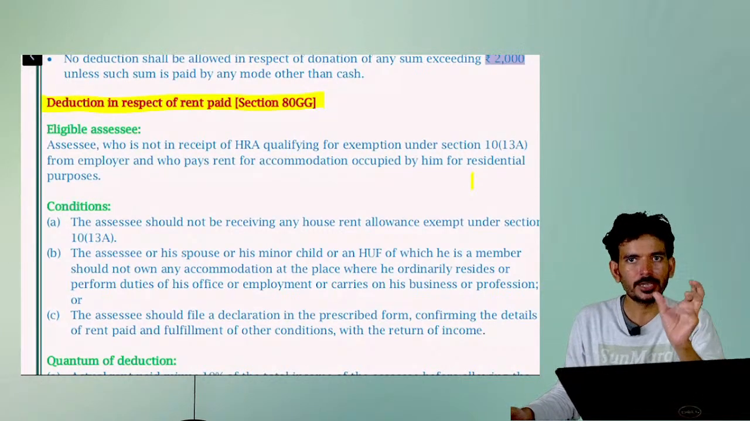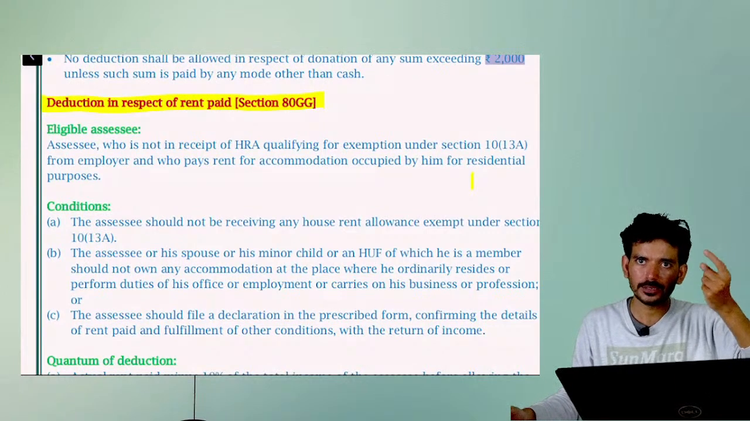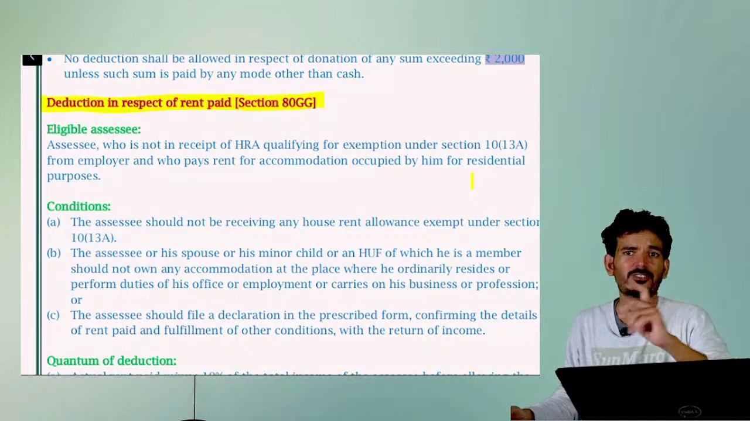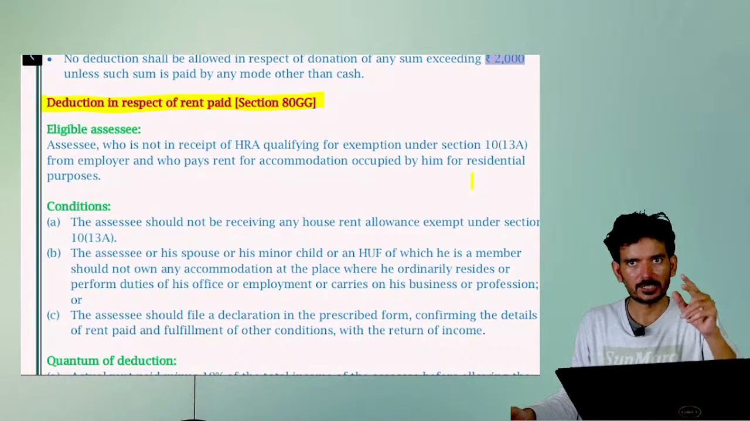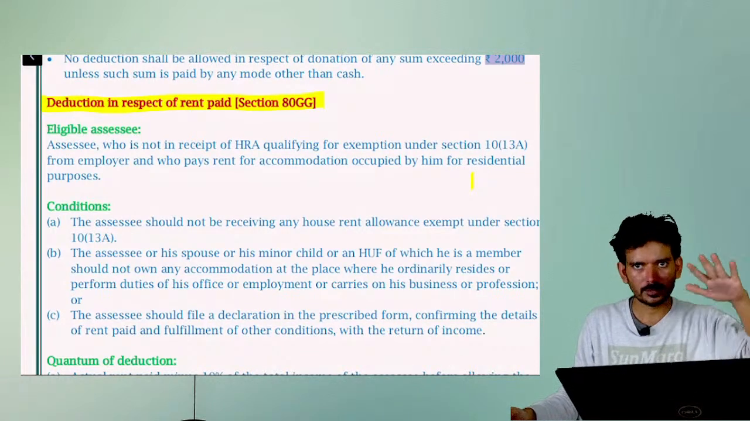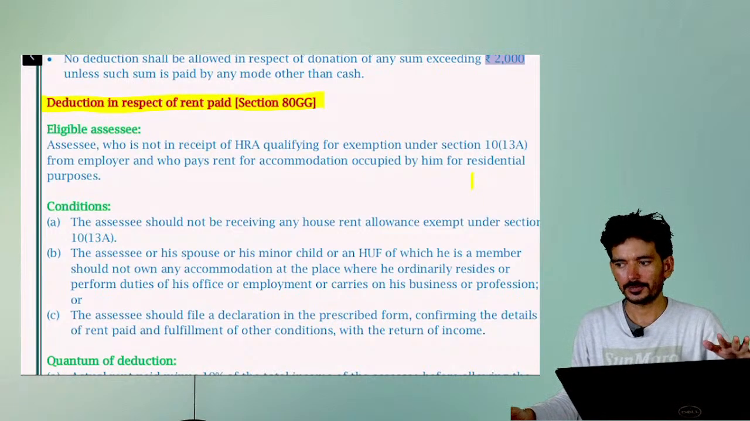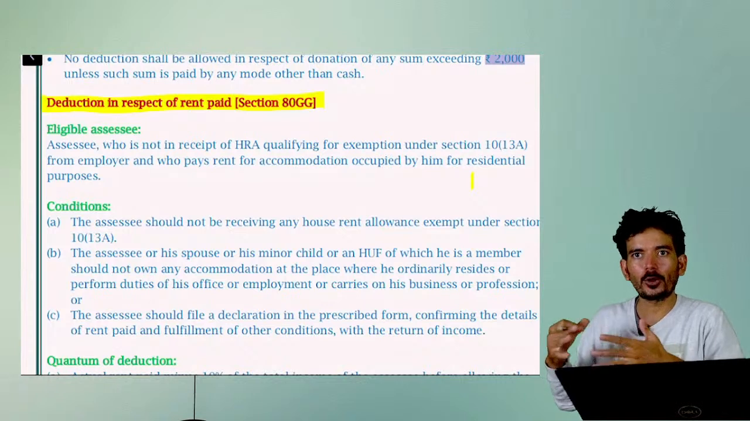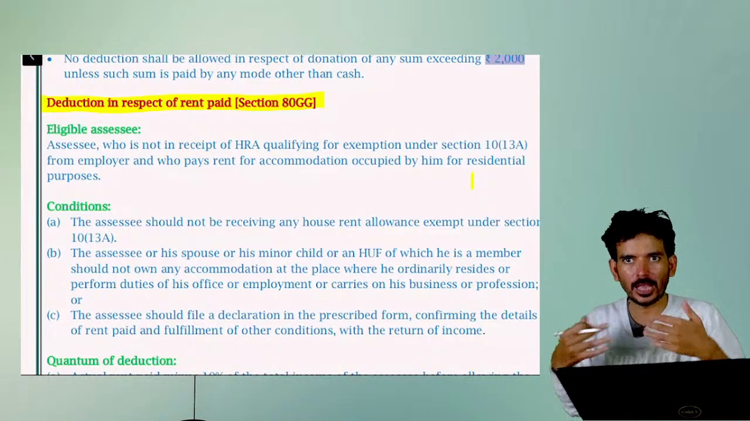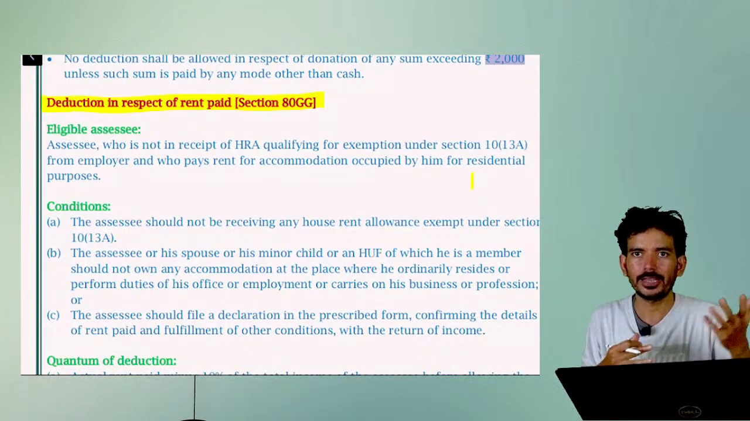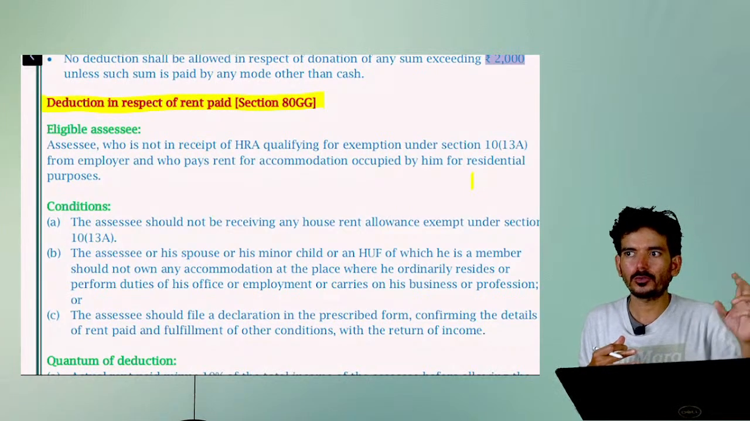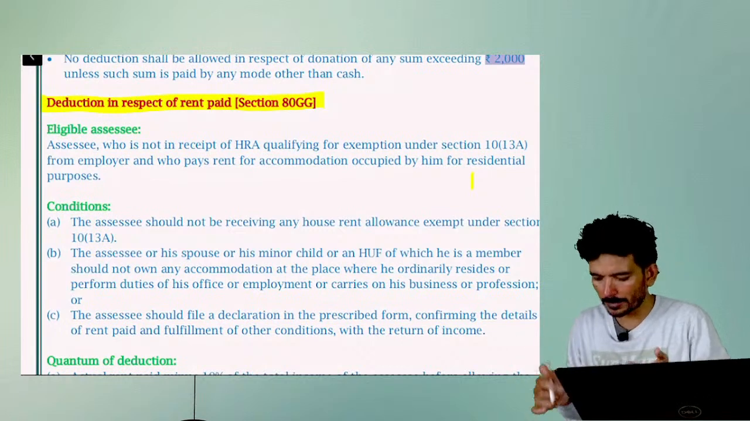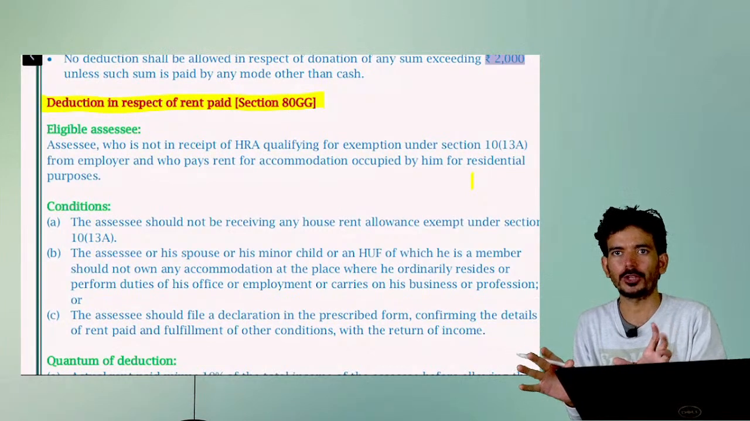But under 10(13A) you will claim the deduction or exemption, like rent paid in excess of 10% of salary or 40%, 50% of the salary, like that. The provisions are there, right? The same way for a person who is not an employee of any company, assuming I'm self-employed now, I'm not getting any HRA from anyone. So people who are working are getting HRA, people who are not working, for them 80GG. That's the only explanation I want to give.